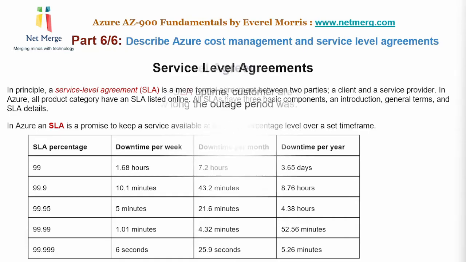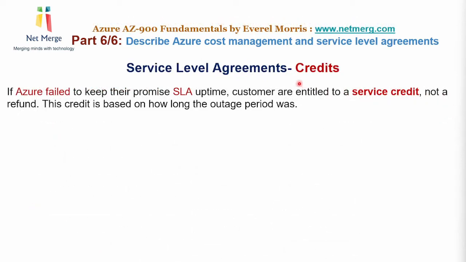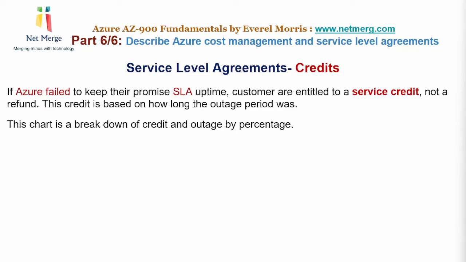Now let's take a look at the service level agreement credits. If Azure fails to keep up their end of the bargain with an SLA uptime, customers are entitled to a service credit. Just remember that the service credit is not a refund. You do not get a refund, and this credit is based on how long the outage period was. And you have to identify the outage and you have to claim for it. You won't get credit automatically from Microsoft. You have to identify your credit and demand your credit, not a refund.